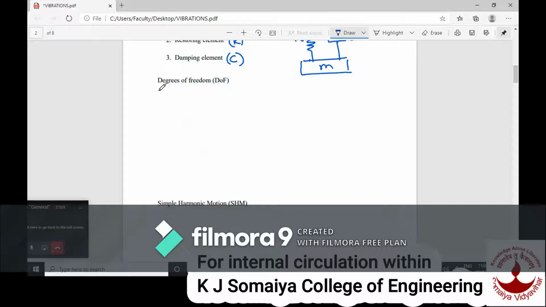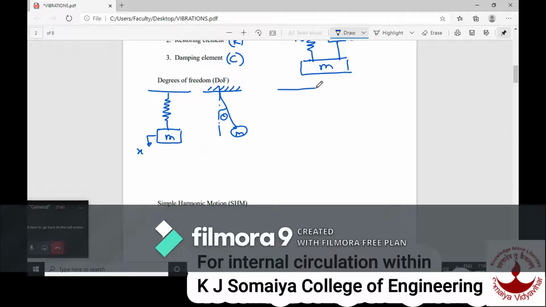For example, if we consider a spring mass element, this entire system can be represented with the motion in x direction only. So this is what is called a single degree of freedom. Similarly, if we take an example of a pendulum which is displaced from its mean position, theta is the only coordinate required to describe the entire vibrating system, so it is called a single degree of freedom.